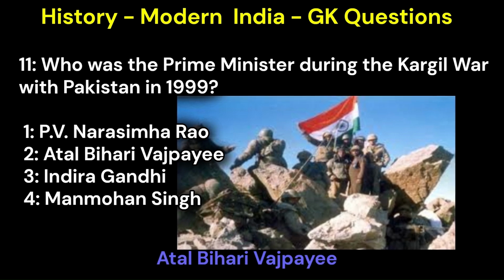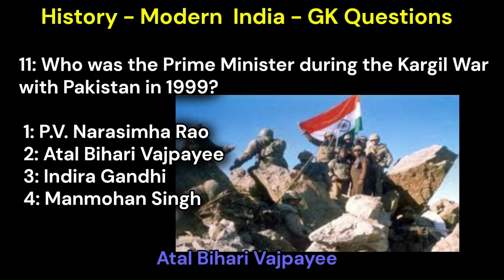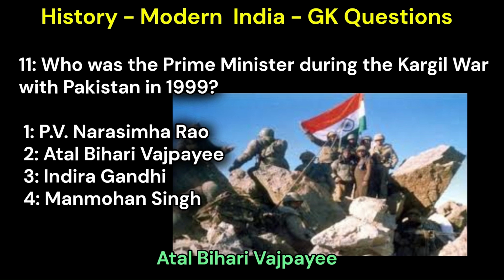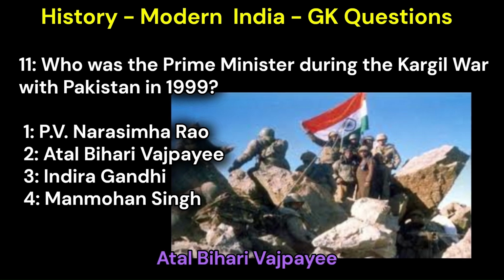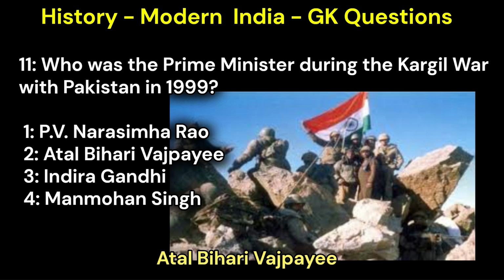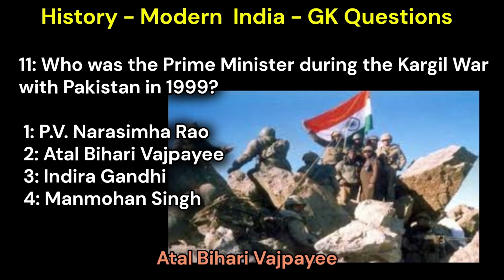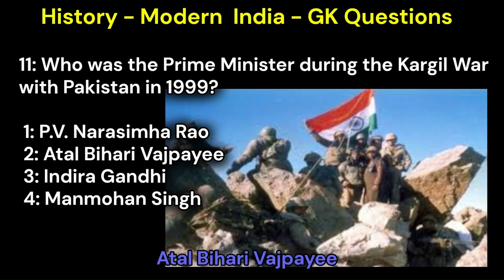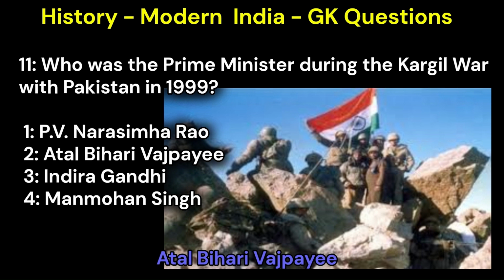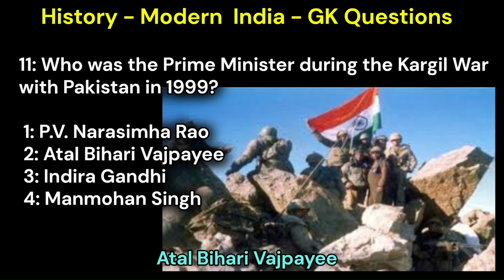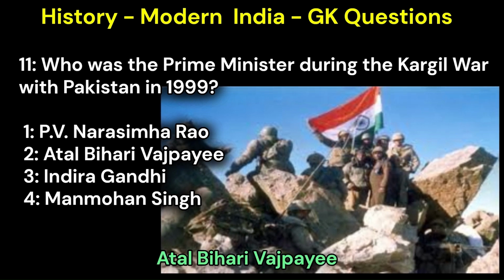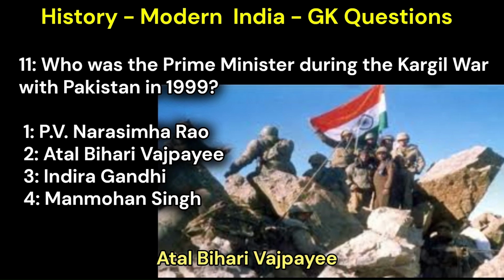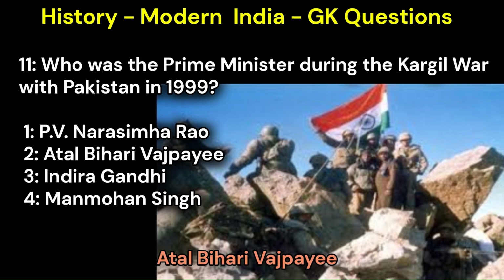Explanation: Atal Bihari Vajpayee was India's PM during the Kargil War, fought from May to July 1999. Pakistani troops and militants infiltrated the Kargil district of Jammu and Kashmir, sparking a high-altitude conflict. India's Operation Vijay, launched on 26th May, reclaimed the territories by 26th July, with over 500 Indian soldiers killed. Vajpayee's leadership emphasized restraint, avoiding a full-scale war, and earned international support, solidifying his reputation as a statesman.